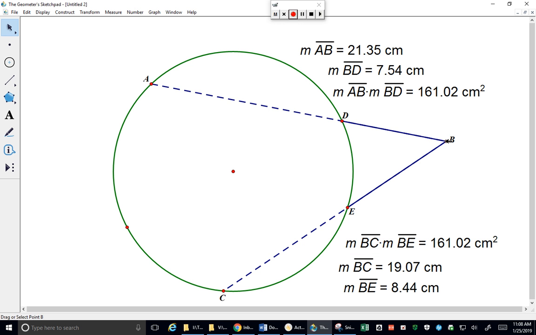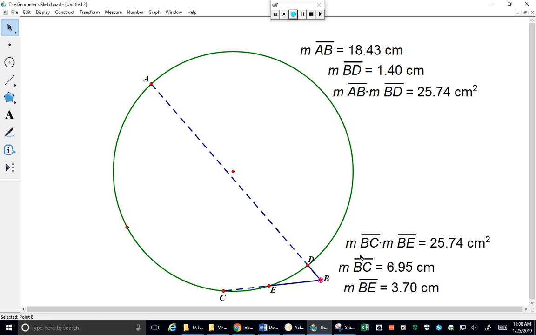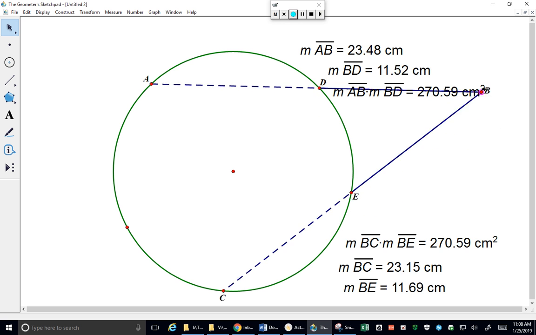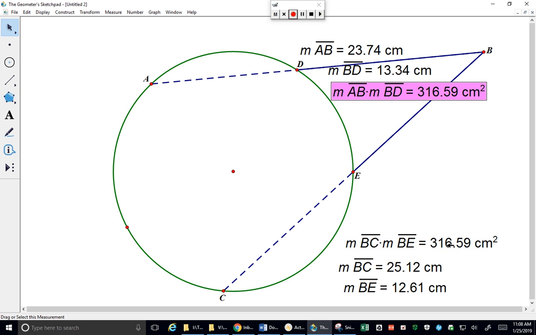And you see, no matter how long my secants happen to be, 67.85, 67.85, the product of the entire length times the outside is always the same as the entire length times the outside. Okay, so we can verify, by no means is this a proof, but we can verify that the relationship exists, that those things are in fact good to go. So when we have a secant-secant, you take the entire length and you multiply it by the outside length, and that equals the entire length times the outside length.